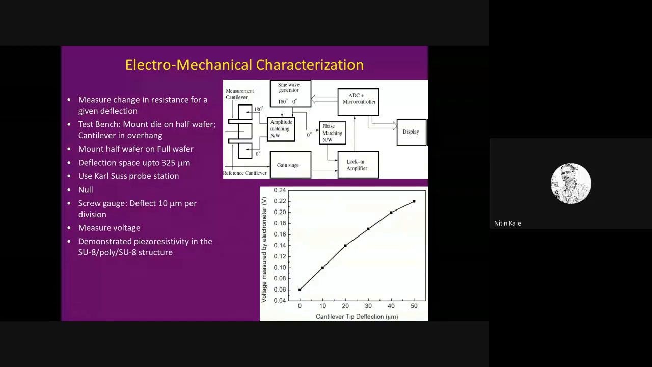We had a very nice electrical setup to measure the resistance of the cantilever, very sensitive and all noise corrected. And we used a probe station to deflect the cantilever. Those manipulators can be used to deflect cantilevers. We found that as you deflect, there is a change in the voltage. So piezoresistance was again a concept that was proved, because you are feeding it with a constant current source. So if resistance changes, the voltage has to change.